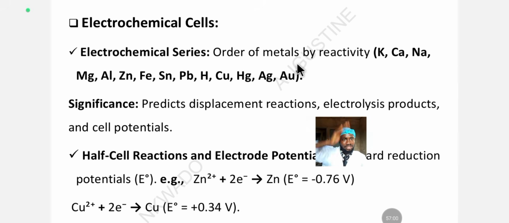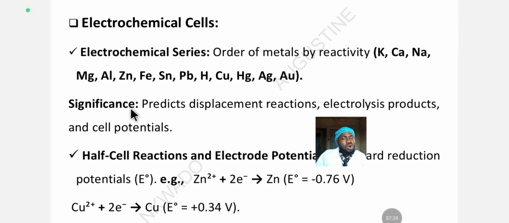Potassium is number 1, the most reactive. By reactivity, potassium is number 1 in the electrochemical series. Then the last one is gold, the least reactive in the electrochemical series. So put this electrochemical series in your head. It's too easy: potassium, calcium, sodium, magnesium, aluminium, zinc, iron, tin, lead, hydrogen, copper, mercury, silver, and gold.